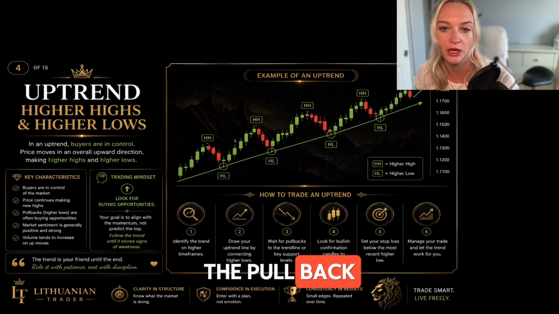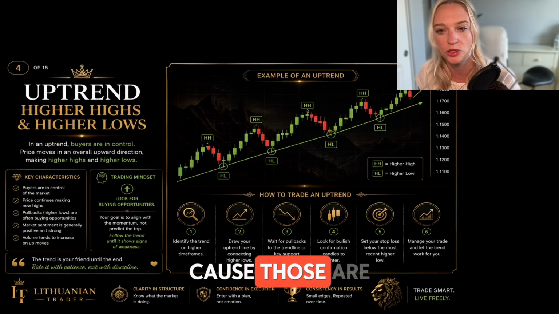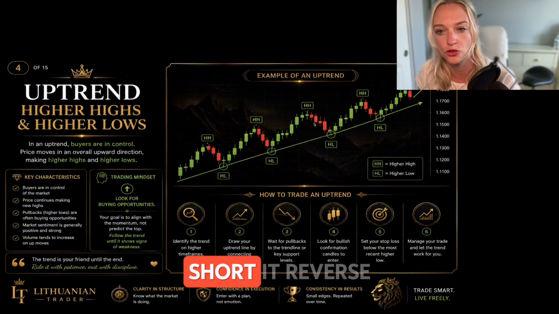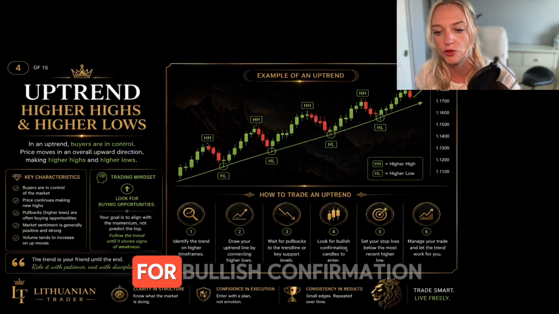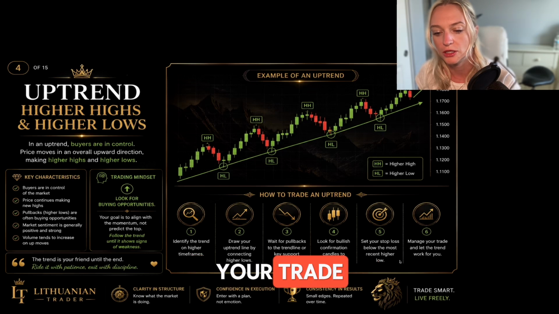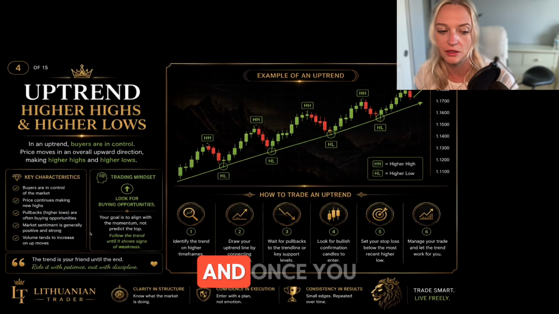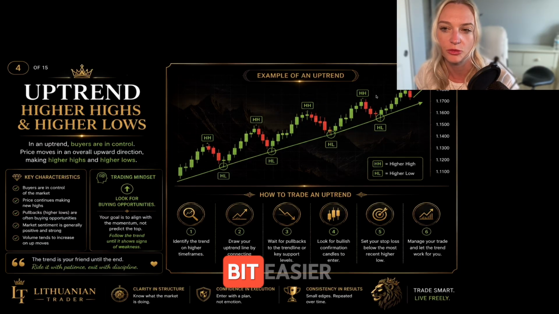We wait for the pullback, we add. We wait for the pullback, we add. Because you're going to get paid more, those are longer moves versus trying to short it, reverse it. So you're looking for bullish confirmation candles to enter. You manage your trade, and for consistency, results and confidence, once you know the structure, it's a little bit easier not to get caught in the wrong trade.